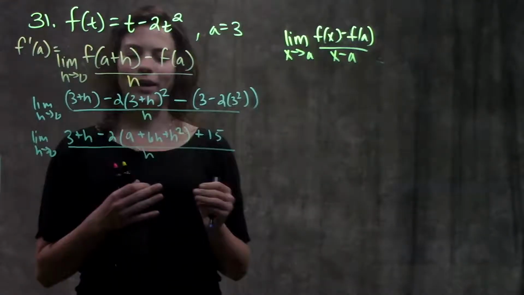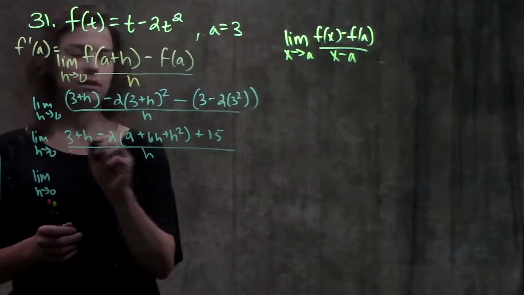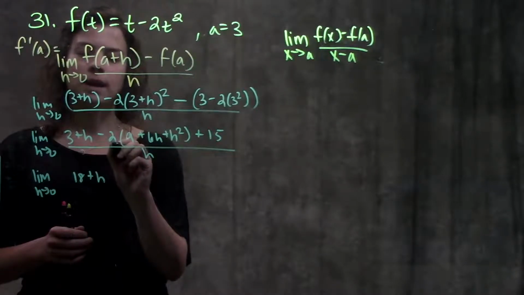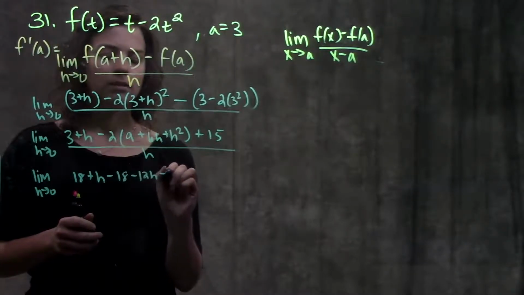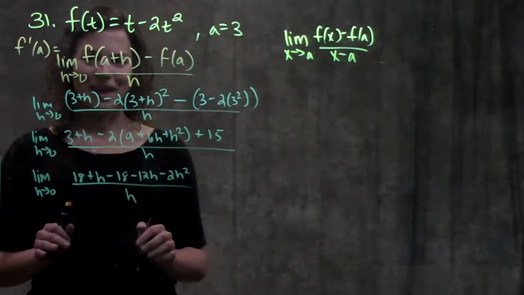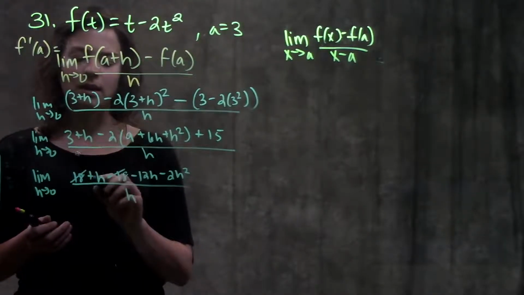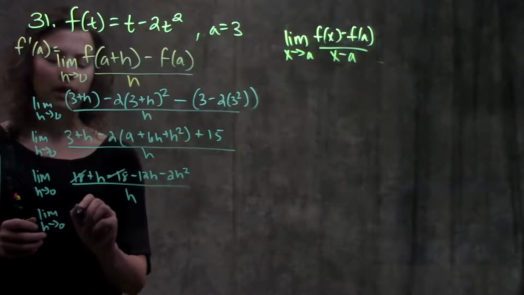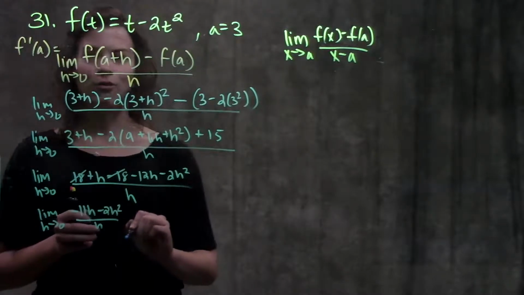Okay, let's simplify this a little bit more. Alright, I'm going to combine my like terms. So I have a 3 and a 15 there that I'm going to add. That gives me 18. 3 plus 15, that's 18, plus h minus, I'm going to distribute this minus 2 into each term in this quantity. So that leaves me with minus 18 minus 12h minus 2h squared. All of that over h. Okay, we're getting somewhere. I'm going to combine my like terms again. On the top, the 18s are going to end up canceling. I'm going to add my h to the minus 12h, and that'll give me minus 11h. So now I have minus 11h on the top, minus 2h squared, all that over h.